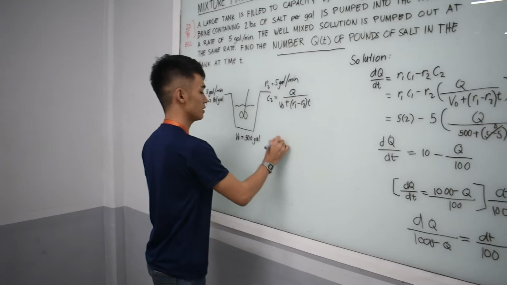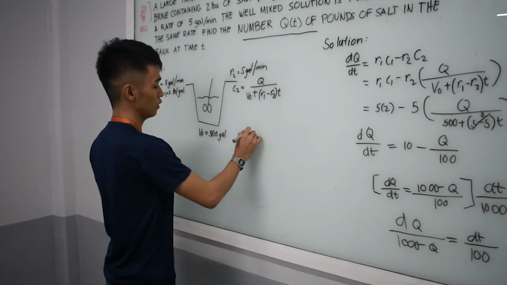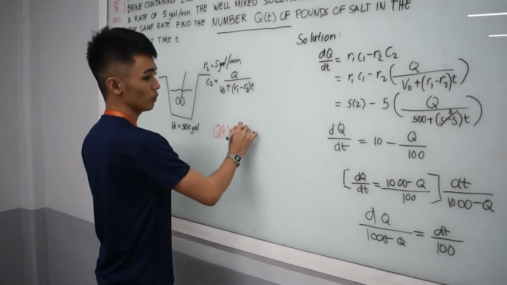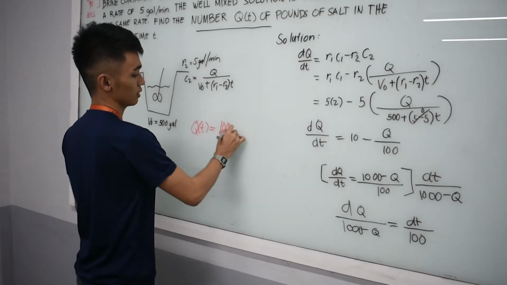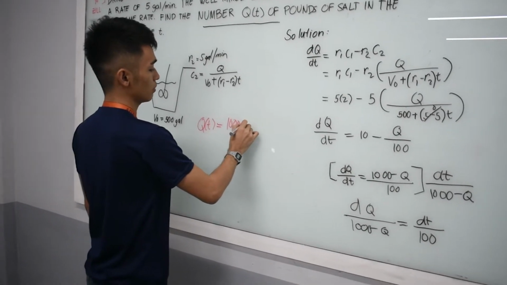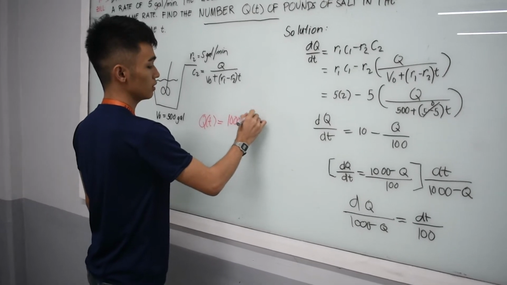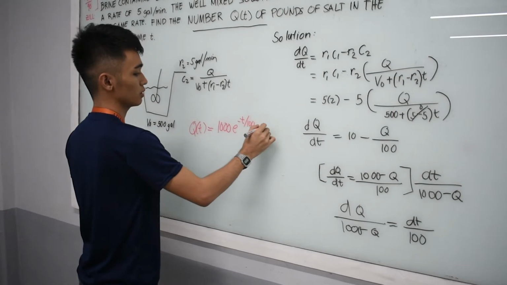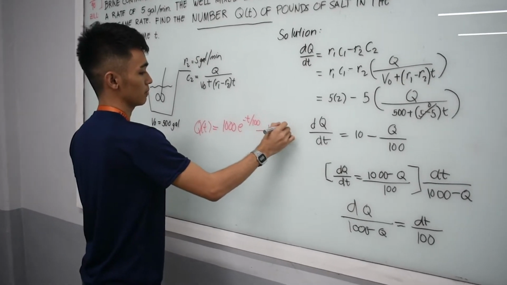So the final answer is Q of t is equal to 1000 times e to the negative t over 100 minus 1000.